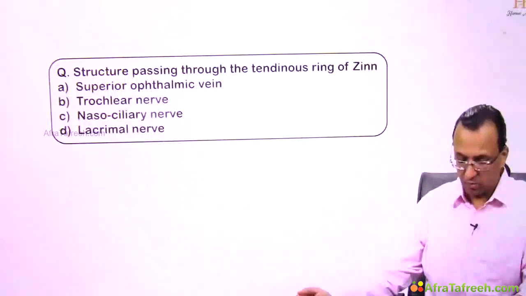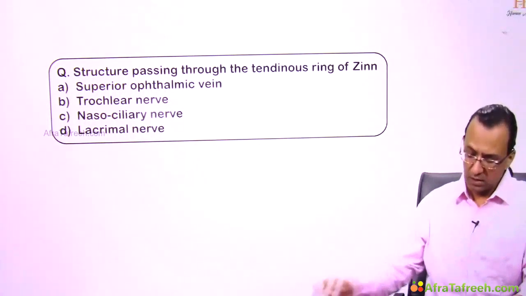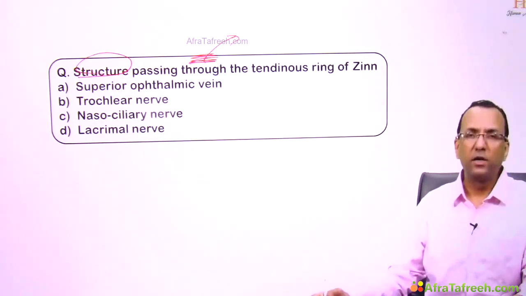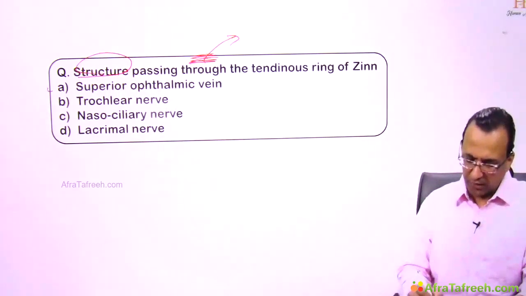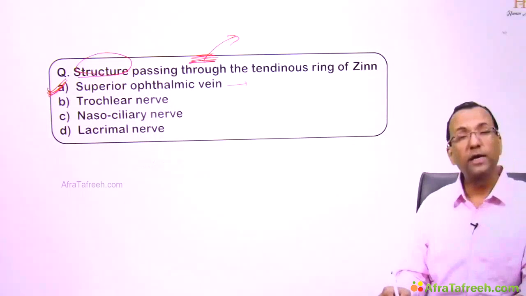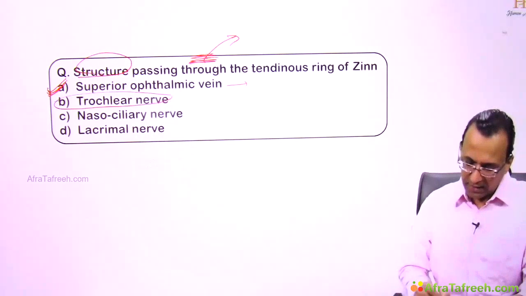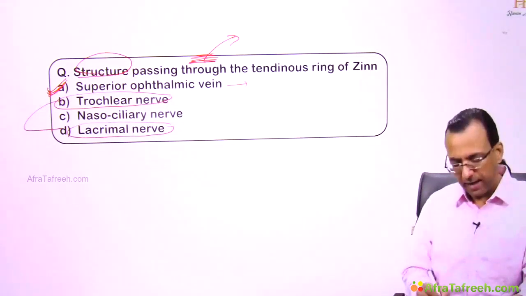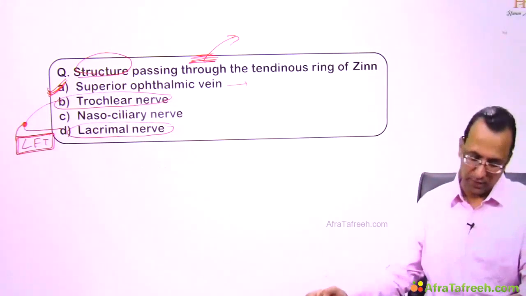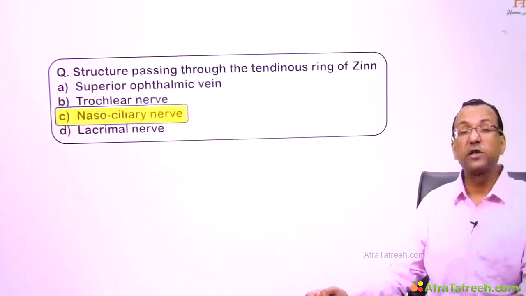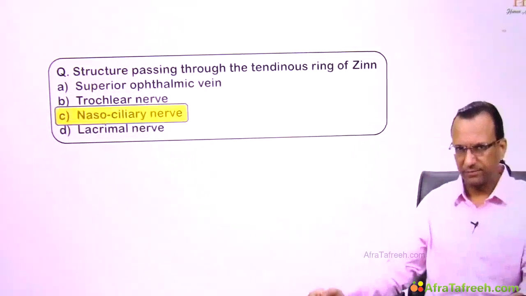And that is why, what is the answer to this question? Structure passing through, what is through? Through means inside. Oh, inside, then I know the answer. What is your answer? I know that the superior ophthalmic vein and inferior ophthalmic vein are usually left outside the ring of Zinn. So the trochlear nerve and the lacrimal nerve, this is a mnemonic: LFT nerves are left outside the ring of Zinn. If you say LFT nerves are left outside the ring of Zinn, you mean to say the answer is nasociliary? Yes, nasociliary is passing through the ring of Zinn. That is the answer.